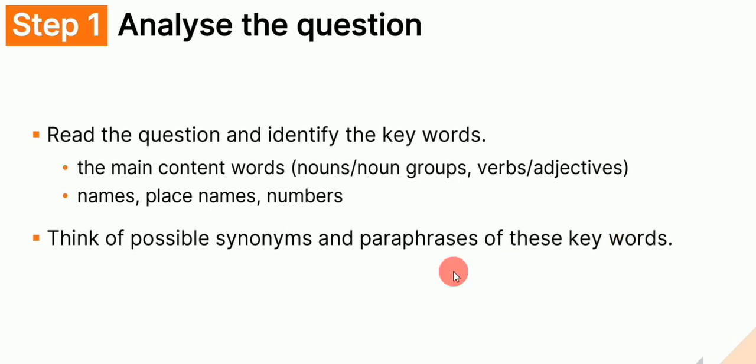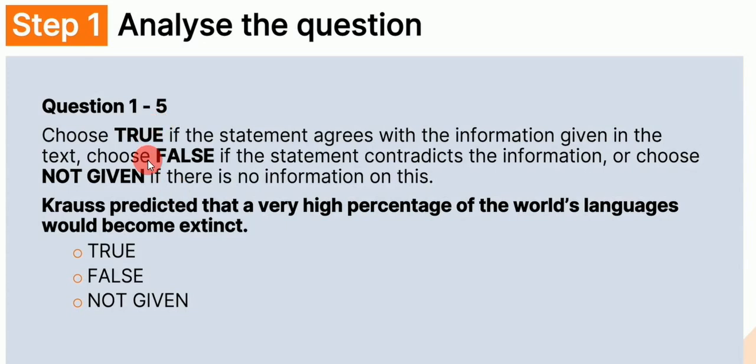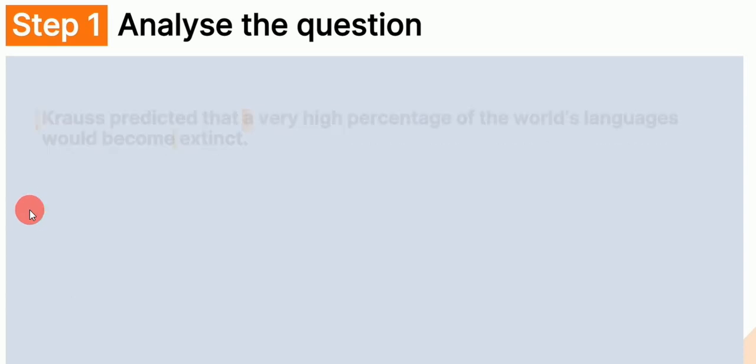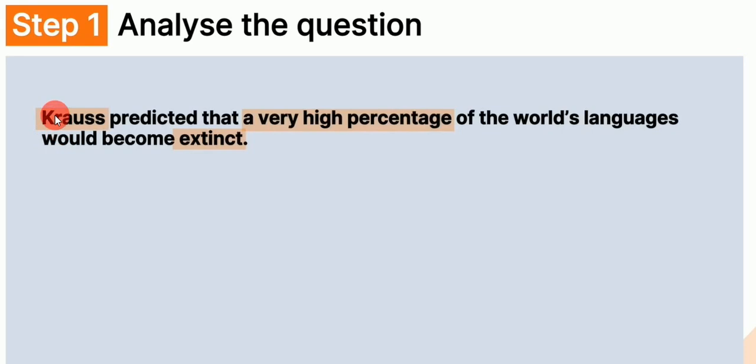Let's have a closer look at an example question. What are the key words in this statement? Some of the key words may be facts that you could check in the text. Look at the highlighted keywords and compare them to yours. If a person's name, such as Kraus, is mentioned, then this is a good keyword that you can scan for, as it will be mentioned in the passage.